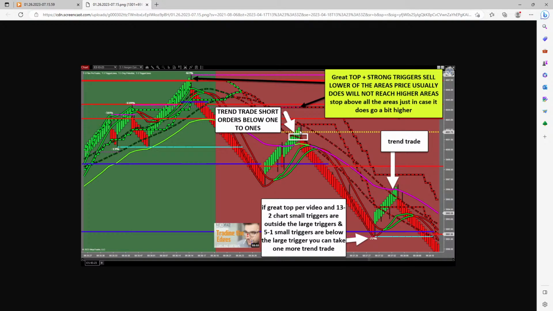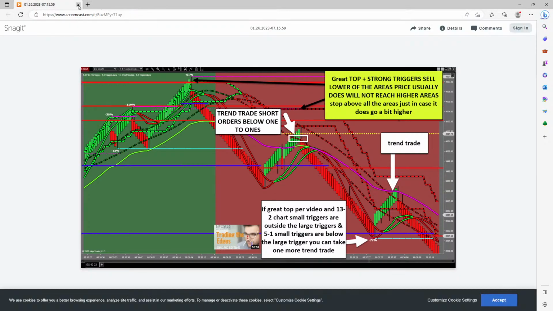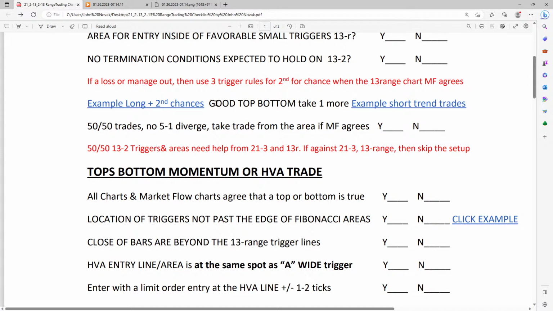They'll get the first trend trade because it's easy and obvious. And then if you have a great top on every single chart, you almost always get one more trend trade than you think. So I wrote a rule in here in the plan that says, if you have a good top or bottom, take one more. Now, take it, manage it, of course.